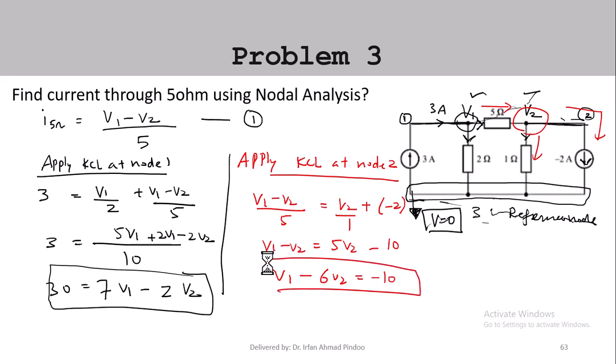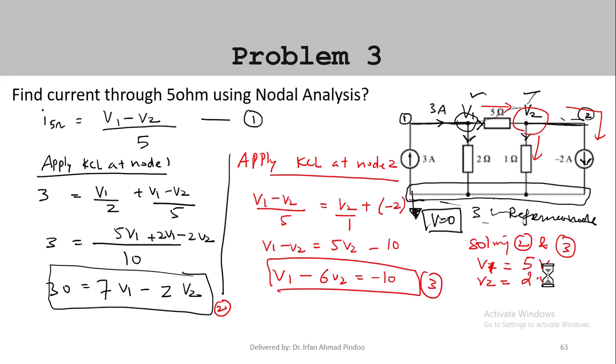So you can see now we have equation 2 and equation 3. We have two unknowns and two equations. Solving 2 and 3, we can get the values of V1 and V2. Once we solve these two equations by any method, be it substitution, Cramer's rule, whatever you are comfortable with, you will get V1 as 5 volt and V2 as 2.5 volt.